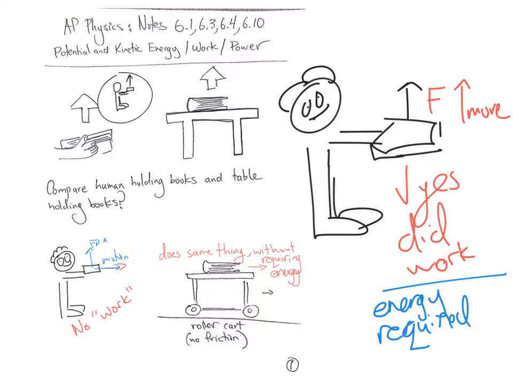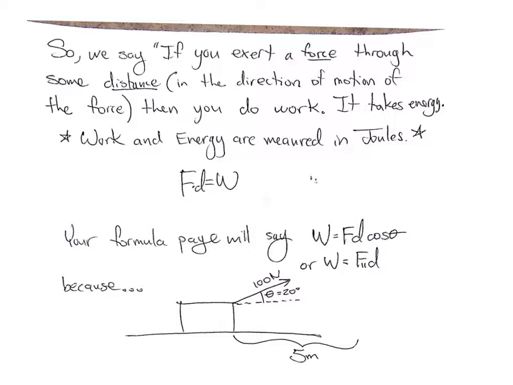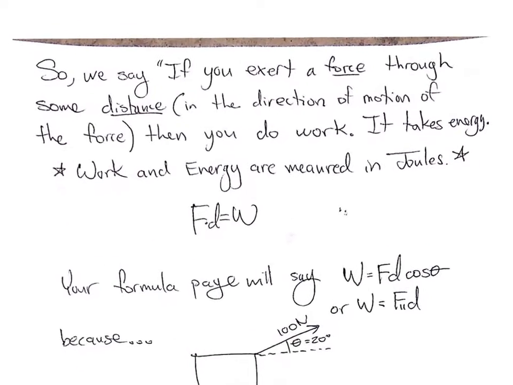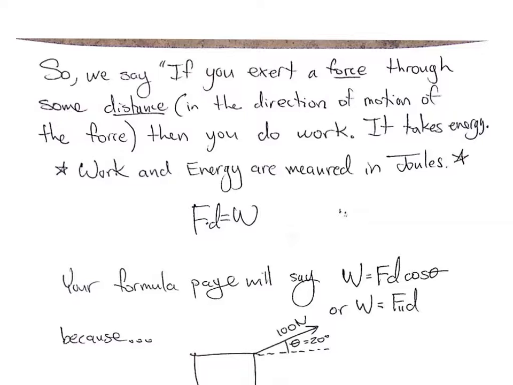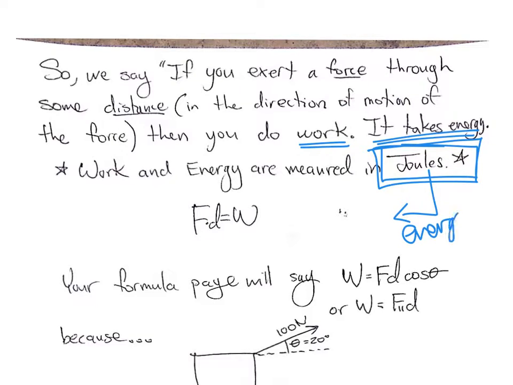So let's look at page 2. So that's just our example. So here's what we say. If you exert a force through some distance, meaning some part of the force is in the direction of motion, then you do work. And work can be sort of described as expending energy. It takes energy to do work. Work and energy are both measured in joules, and in chemistry we talk about calories or kilocalories, and we'll relate the two, but joules is definitely the physics unit for energy. And here's a definition. So this says that work is equal to force times distance.